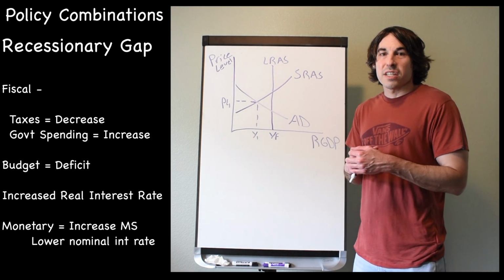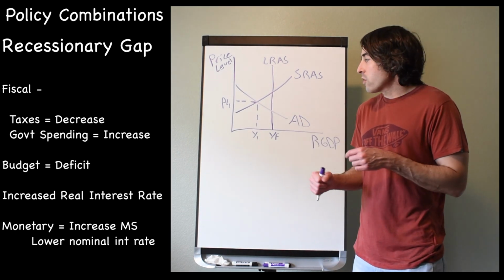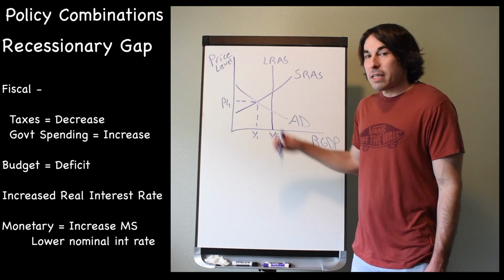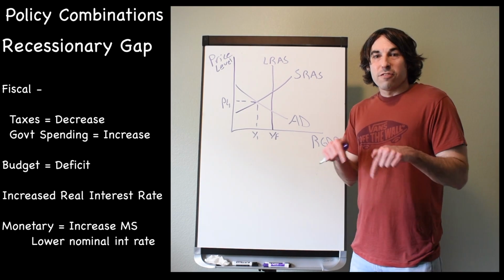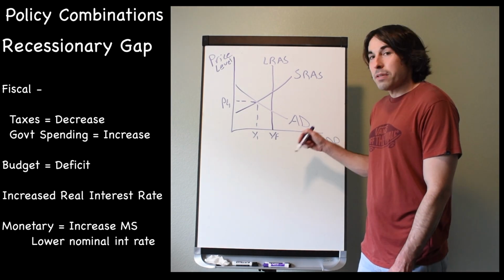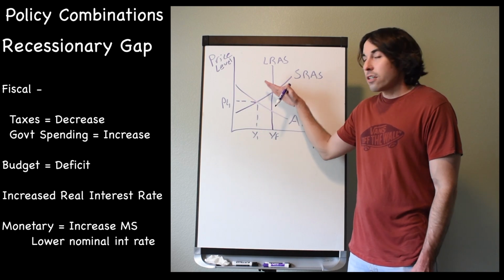In order to fix this, we're going to need to get people to buy more stuff. So our goal is to increase aggregate demand. We want people to buy more and get back to full employment output. For fiscal policy, we're going to lower taxes. If we have lower taxes, then consumer spending is going to increase and cause aggregate demand to go up.